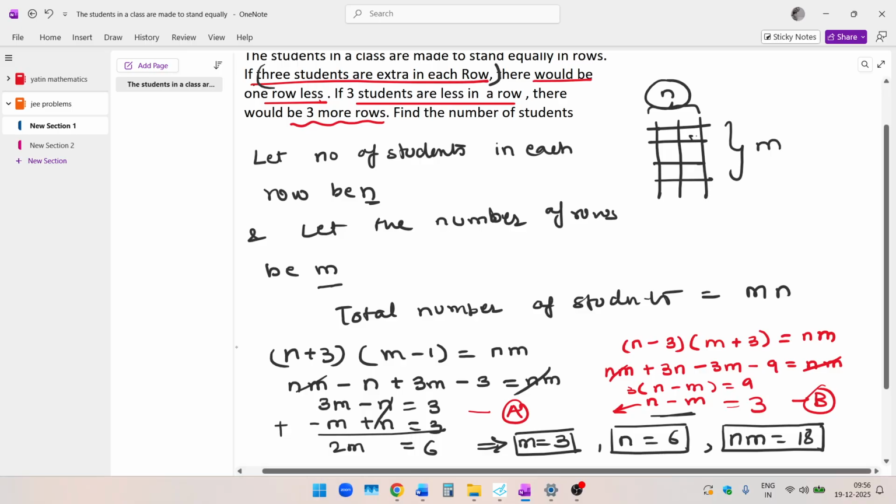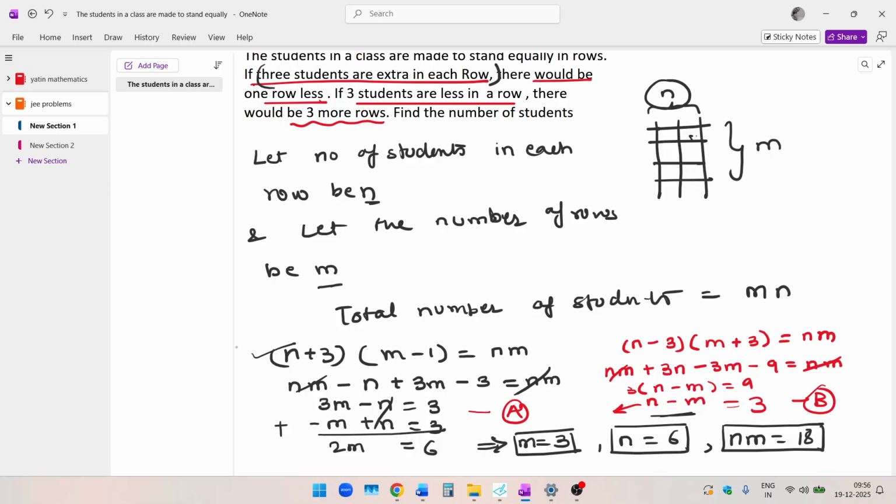If you want to verify it, put the values in any one of these equations. If n is 6 and m is 3, then you will get 6 plus 3 is 9, and 3 minus 1 is 2. 9 into 2, you will get the answer as 18, which is n into m. That is what we have got. So this is the answer.